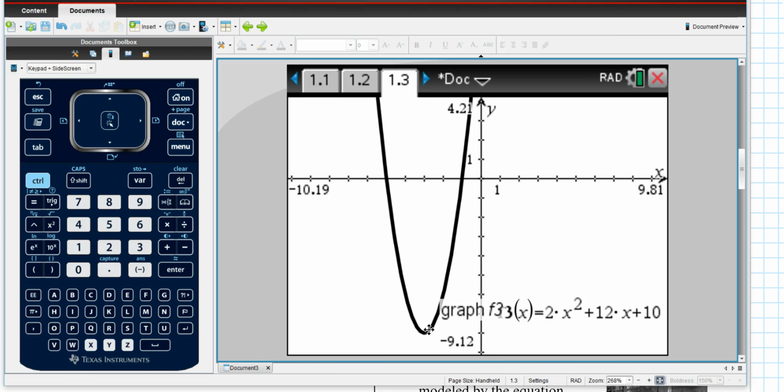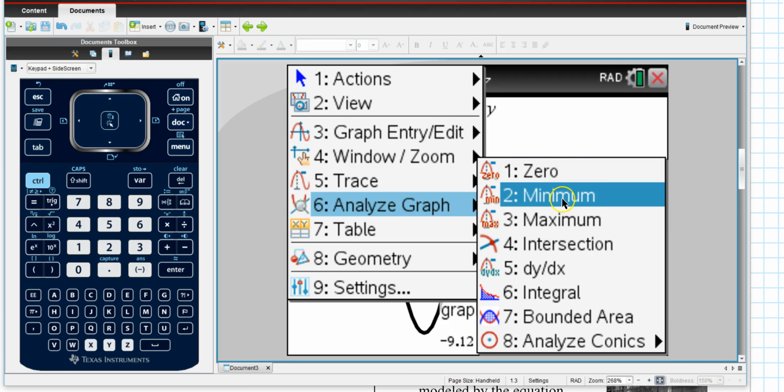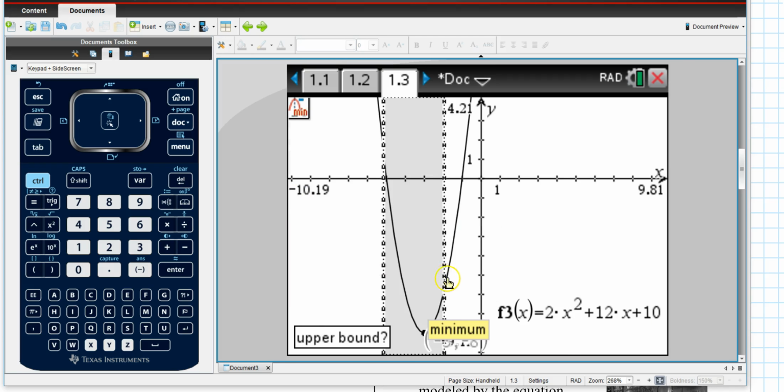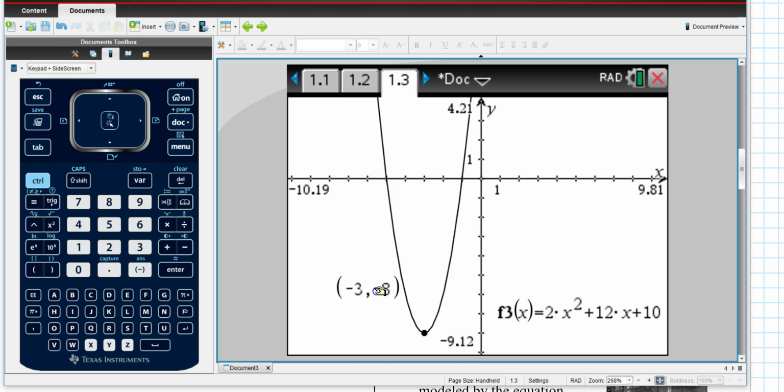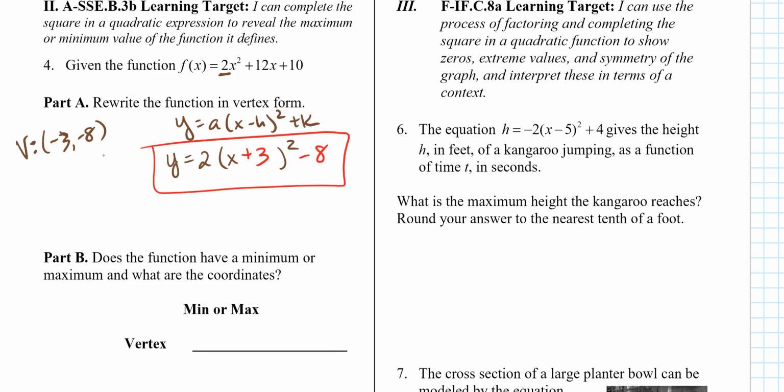And then we're going to use the calculator to find that point. Menu, analyze graph. That is a minimum point, and we do our lower and upper bounds, and there's my minimum at -3, -8. So if my vertex is at -3, -8, then when I plug that in, I get x plus 3, and we're going to change that from a plus to a -8, and there's vertex form.